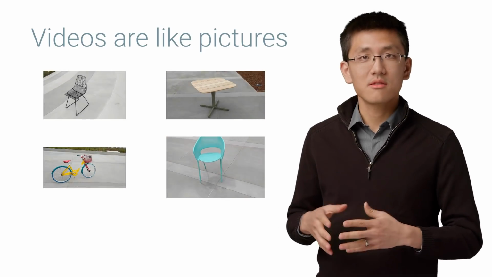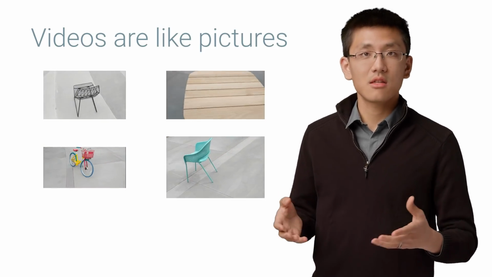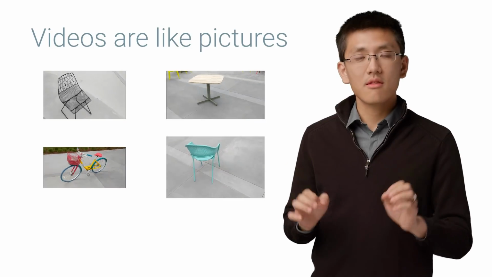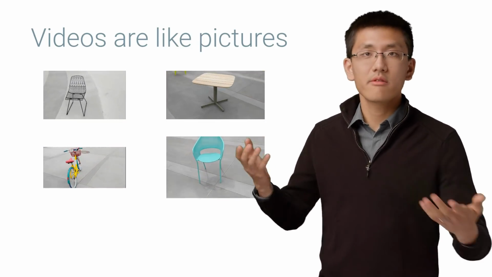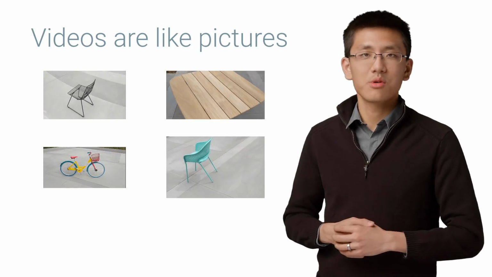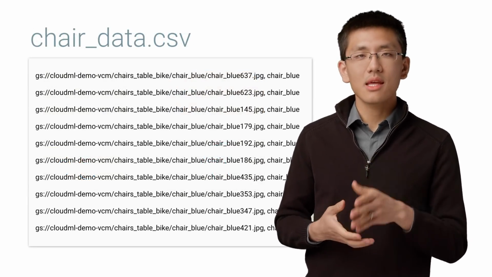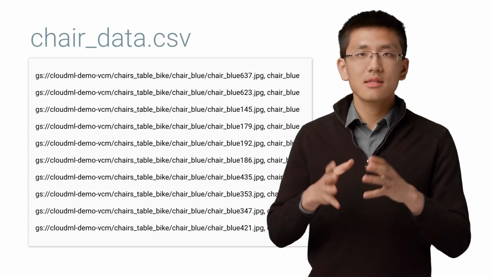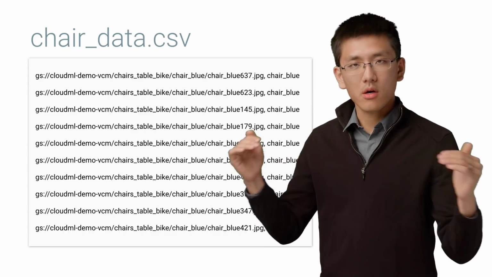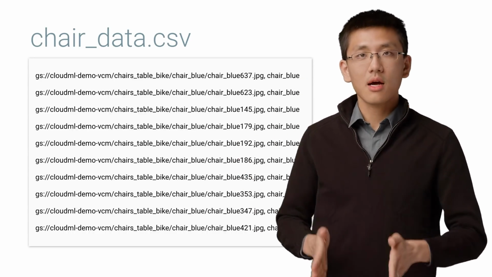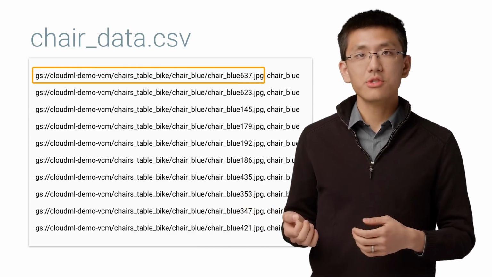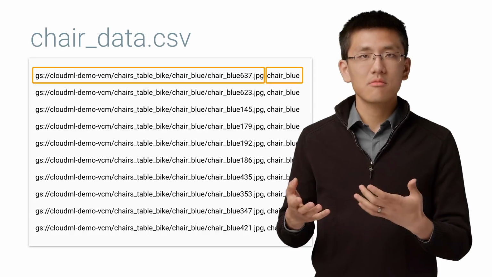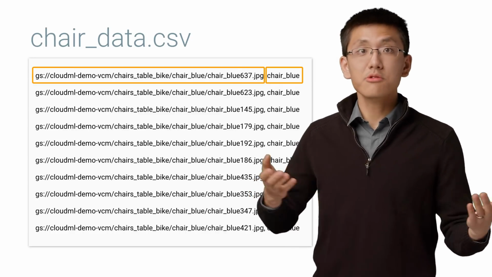Here we have some chairs of different shapes, styles, and colors. No video is greater than 30 seconds in length, and we have a short clip of a table and another of a bike. That's the data that we will be working with. The end state that we want is a CSV file that has one row per image and two columns. The first for the location of the image in Google Cloud Storage, and the second for the label like red chair or table or blue chair.